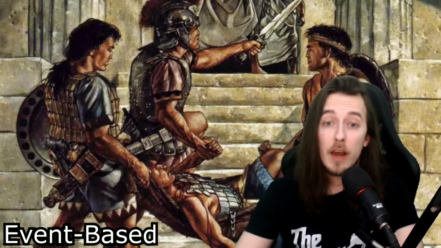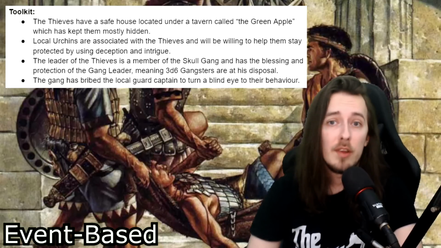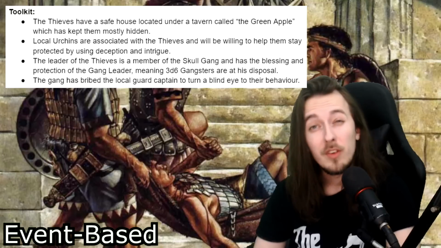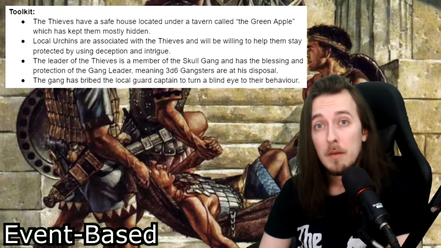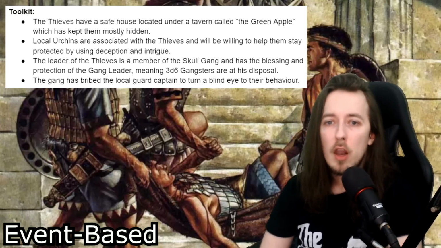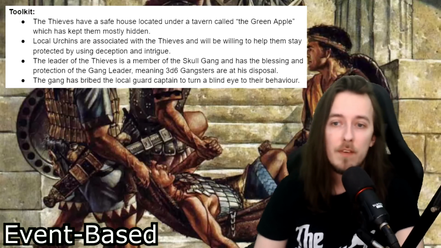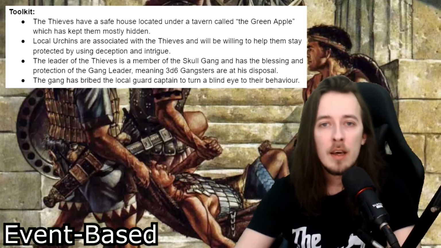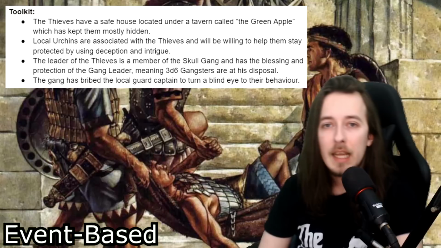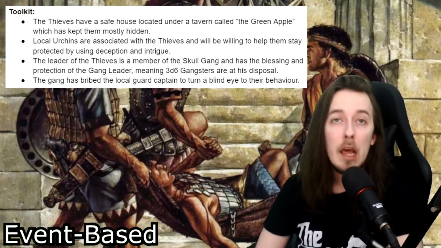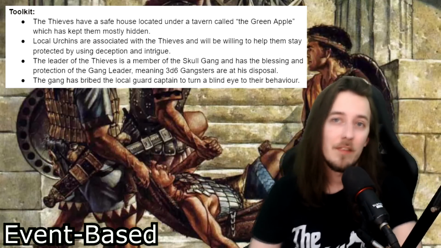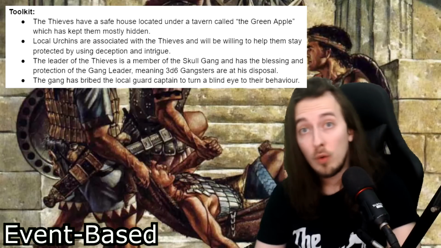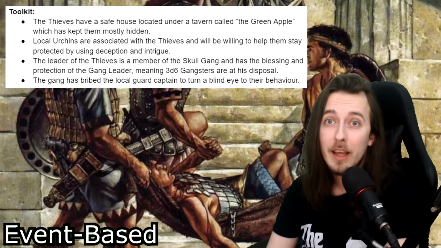Here is the toolkit I'd use for that adventure as well. The thieves have a safe house located under the tavern called the Green Apple, which has kept them mostly hidden since the theft. Local urchins are associated with the thieves and are willing to help them stay protected using deception and intrigue. The leader of the thieves is a member of the Skull Gang and has the blessing and protection of the gang leader, meaning 3d6 gangsters are at their disposal. The gang has managed to bribe the local guard captain to turn a blind eye to their behavior.